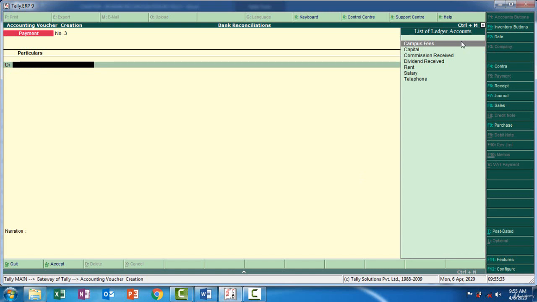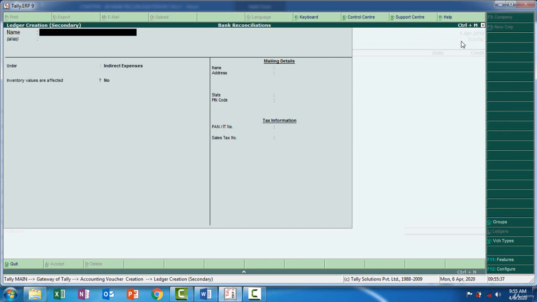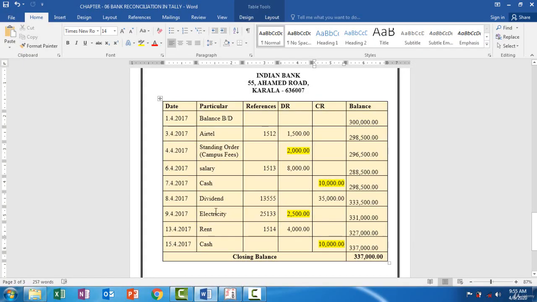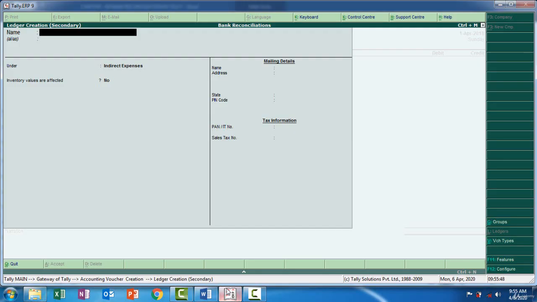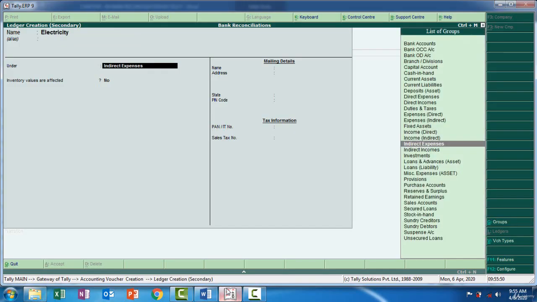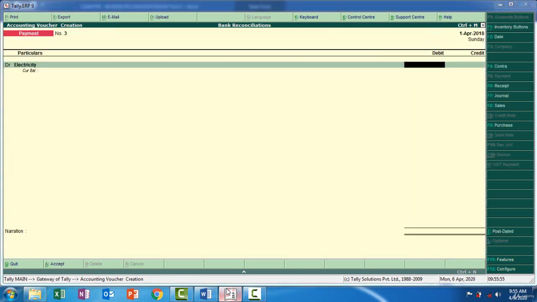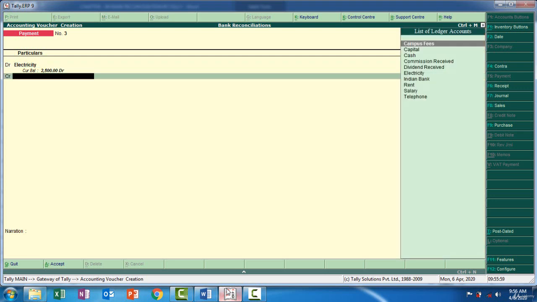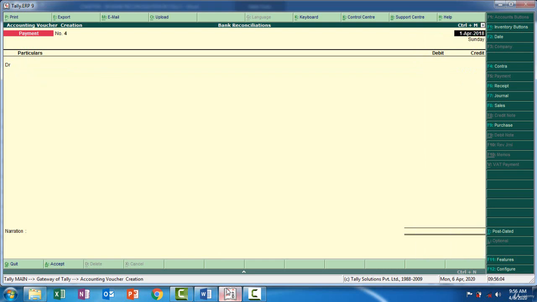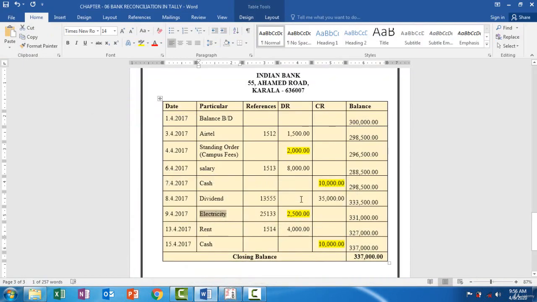So we have to create the electricity account. Alt plus C. I'm going to create the electricity account. And then it is also indirect expenses, amount 2,500. Then credit is Indian Bank account. Done. Right, these two are done.